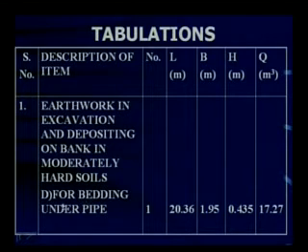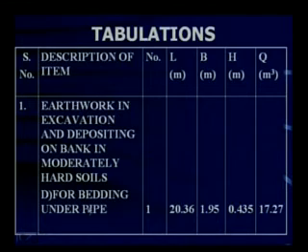Here it is. The last one is earthwork in excavation and deposition on bank in moderately hard soils. There are different types of soils, but when we make an estimate, we assume that the soil is sufficiently hard, because excavation in a hard soil will cost us slightly more. So when the estimate is slightly more, it doesn't matter for us, right? So for safety, we assume that the soil is a hard soil. So this is the last item in the excavation part. This is for bedding under the pipe.